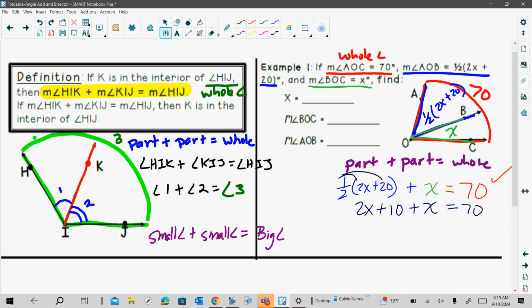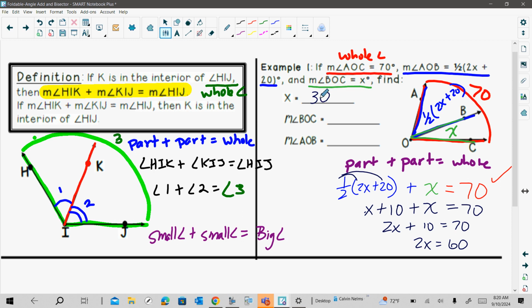I'll put 2x. That should have been x, sorry. We're going to combine our like terms here. This is going to give me a total of 2x plus 10 equals 70, which really 2x is equal to 60. X is 30. So in this first blank right here, we're putting the 30. Okay?